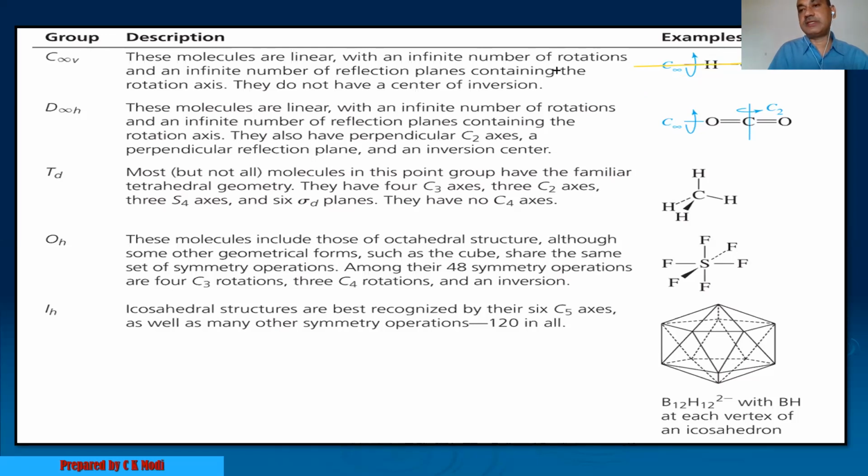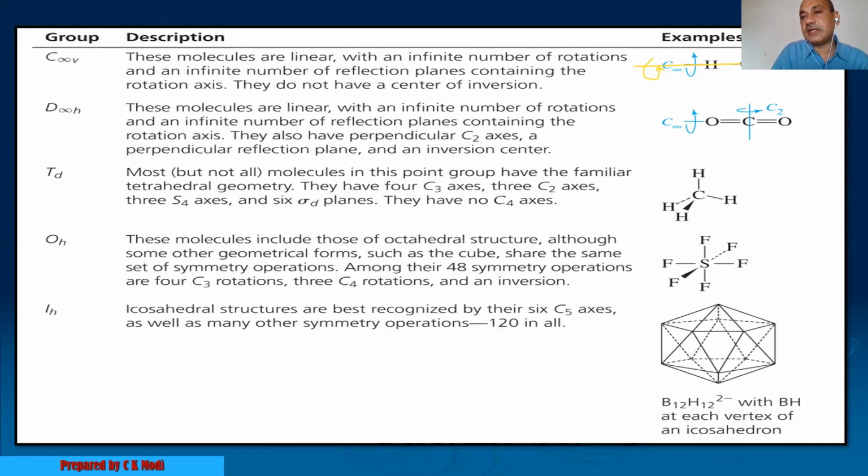This is my rotation axis. And if I can rotate at any degree, suppose I rotate at 1 degree, we'll get the same structure. If I rotate at 20 degrees, we'll get the same structure. At 60 degrees, the same structure. At 90 degrees, the same structure.